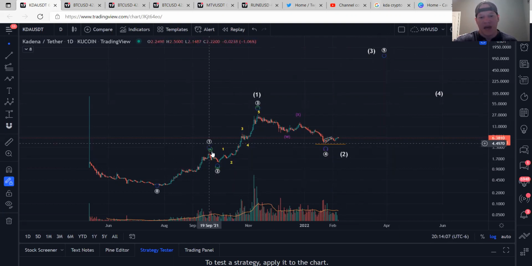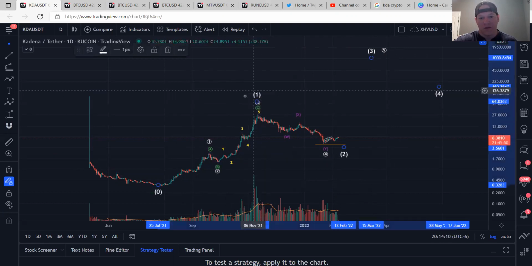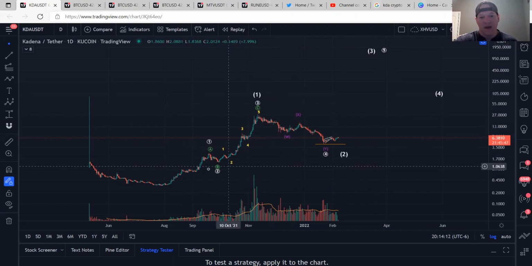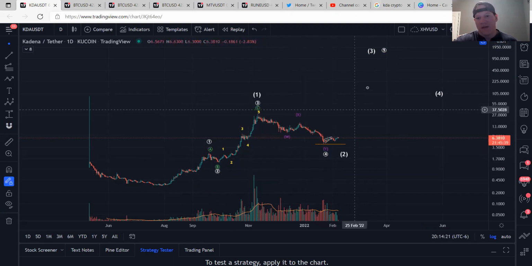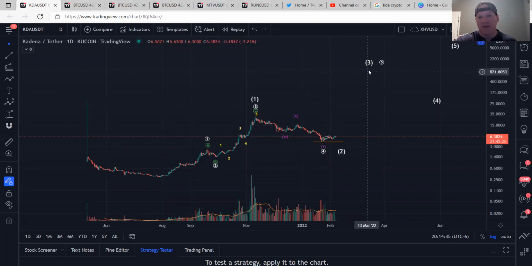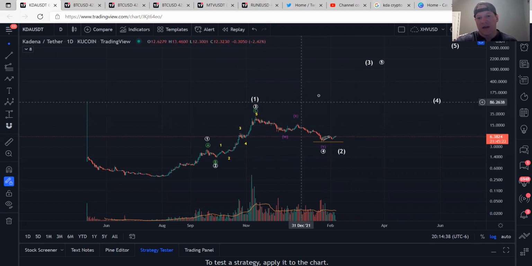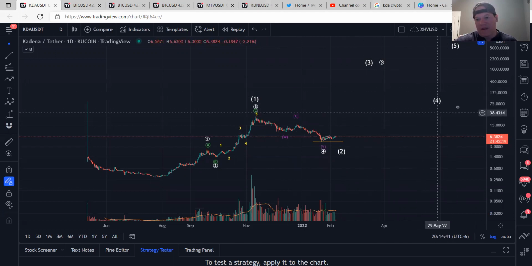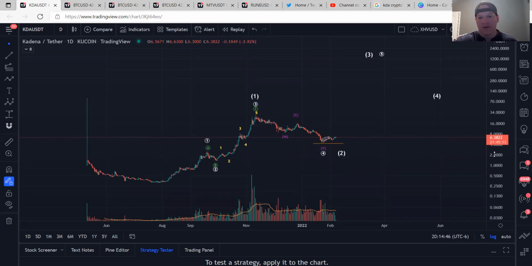Or this could be an ABC creating this larger degree one here in parentheses, which would basically be a large diagonal. We would have an ABC, and then this structure would unfold in a larger degree three-wave pattern, putting in a three-wave around the same price point where this 5 would extend. The only difference would be if it is indeed a diagonal, you would have another ABC down, and then you would have one more final fifth wave up. So those are the two scenarios.